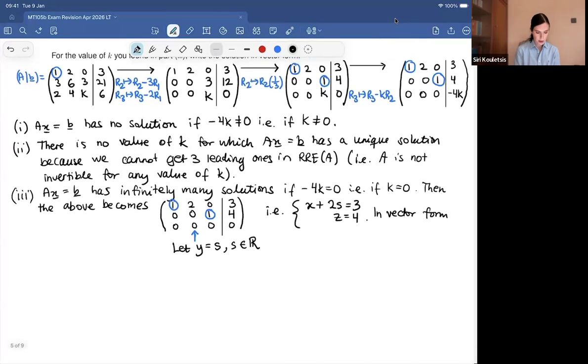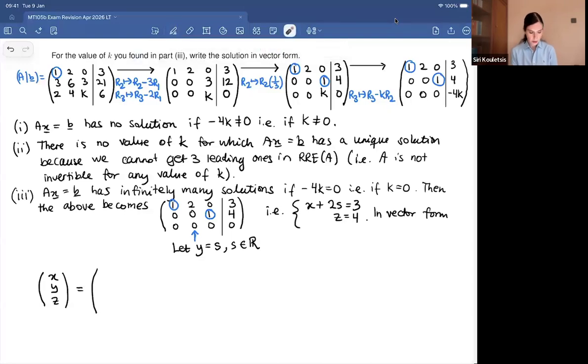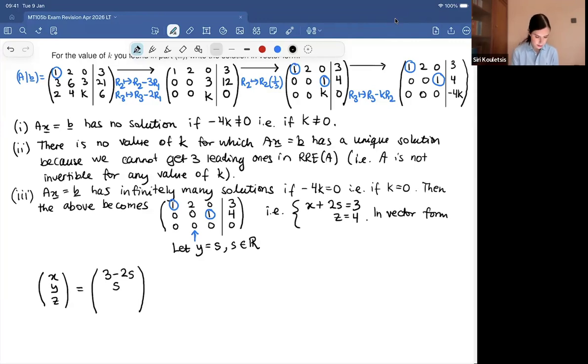And now we just arrange this for x, y, and z. Looking at the first equation, let's make x the subject. That means that x equals 3 minus 2s. I'm not going to write it there, but you could have done it. I'm just going to write that now straight into my vector. y is just s, and z is just 4.